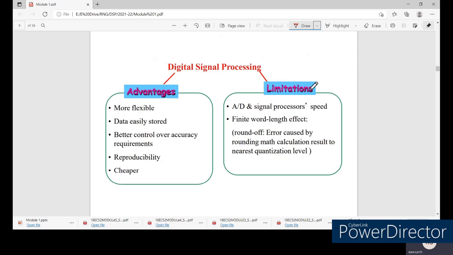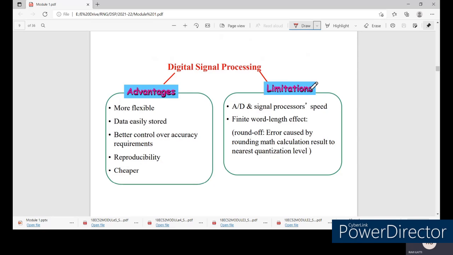It is more flexible. Yes, of course, it is not complex. That is why it is more flexible, and it is easily storable. In digital data processing, whatever information we want to represent will be represented in the form of zeros and ones. Therefore, it is easy for us to store the data. As I said, the accuracy of the system is higher in digital signal processing, it can be easily reproducible, and it is cost effective.